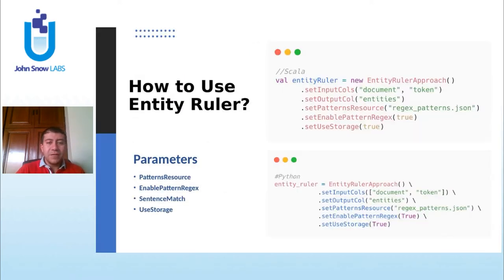So let's see how we can use entity ruler. As you can see, we define it as another annotator in Spark NLP, as we can see here in these code snippets for Scala and for Python. This annotator requires document and token as input columns. Now let's take a look at the available parameters. We have patterns rules, which is a resource in JSON or CSV format to map entities to patterns. We have enable patterns regex that enables pattern matching using regular expressions. Sentence match is a parameter that defines the level to perform the matching. You will see it later with an example. And use storage, whether to use RocksDB storage to serialize patterns. Now let's see in detail how and when we can use each parameter.